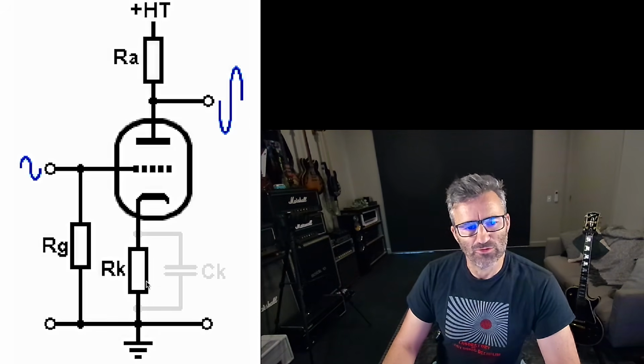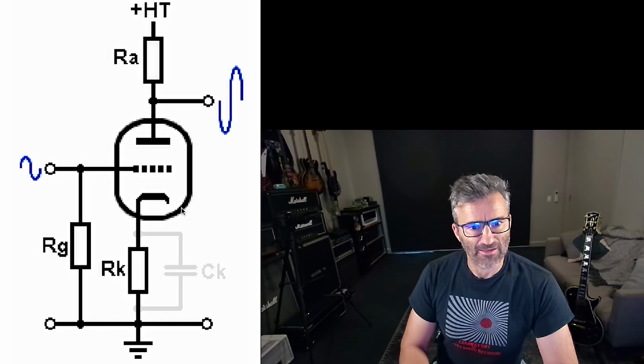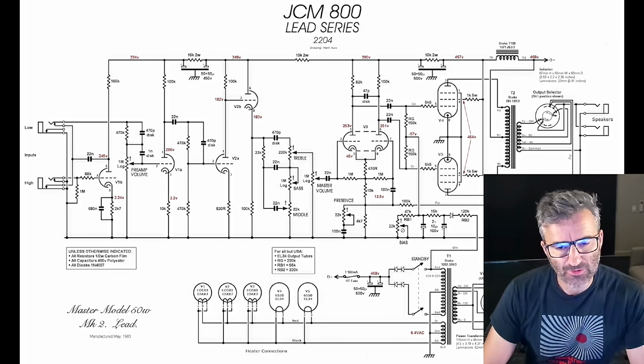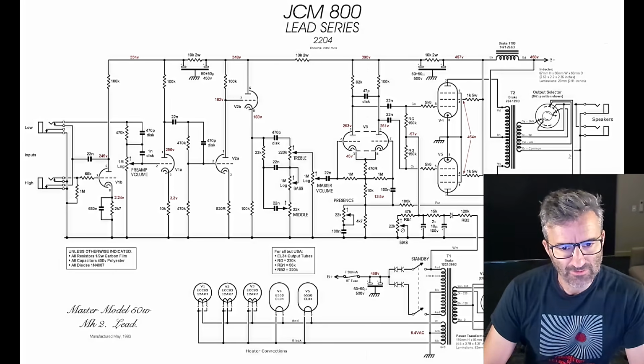And what we're going to explore in further detail is what happens when you choose different values of this cathode resistor, because not only will you change the gain that this gain stage is capable of producing, but you'll change the characteristics of the gain as well, with respect to harmonic distortion and so on. So let's get straight into talking about the amp that I'm using to do this test.